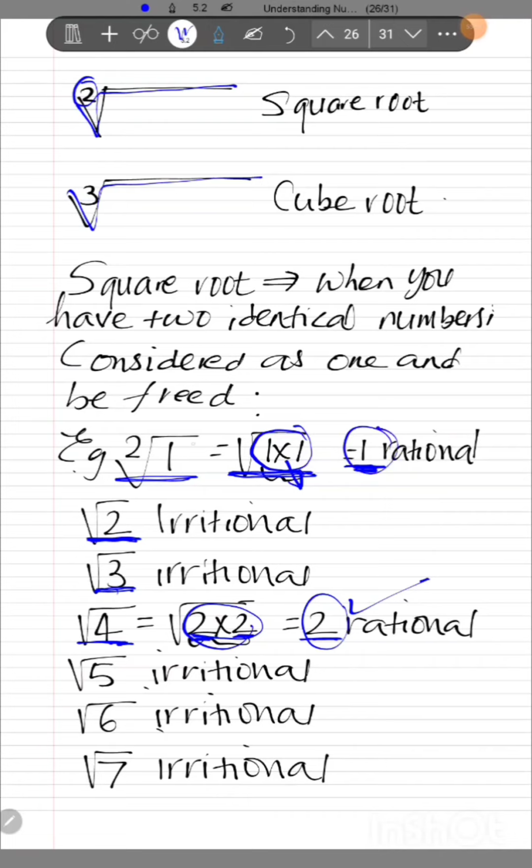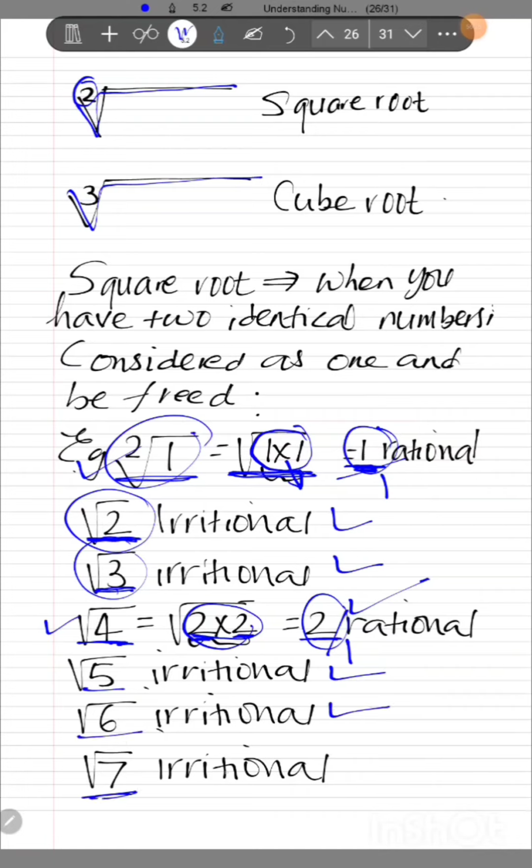So this 2 is an integer. Here 1 is an integer. So the square root of 1 is a rational number, as it can be expressed as a fraction of two integers. 1 is 1 divided by 1, 2 is 2 divided by 1. This is a fraction of two integers. So the square root of 4 is rational, the square root of 1 is rational. But the square roots of 2 and 3 are irrational numbers. What about the square root of 5? Irrational. 6, irrational. The square root of 7, irrational. Let's see more in the next page.